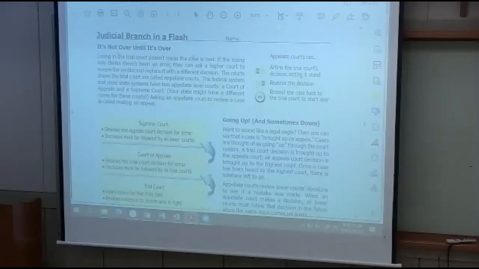It's not over until it's over. Losing in the initial trial court doesn't mean the case is over. If the losing side thinks there's been an error, they can ask a higher court to review the verdict and replace it with a different decision. The courts above the trial court are called appellate courts. The federal system and most state systems have two appellate level courts, a court of appeals and a Supreme Court. Your state might have a different name for these courts. Asking an appellate court to review a case is called making an appeal.